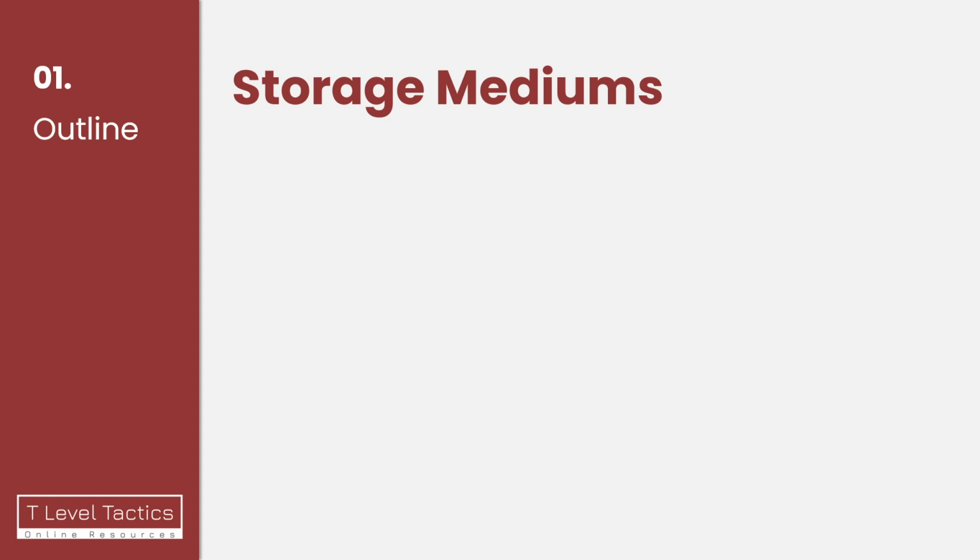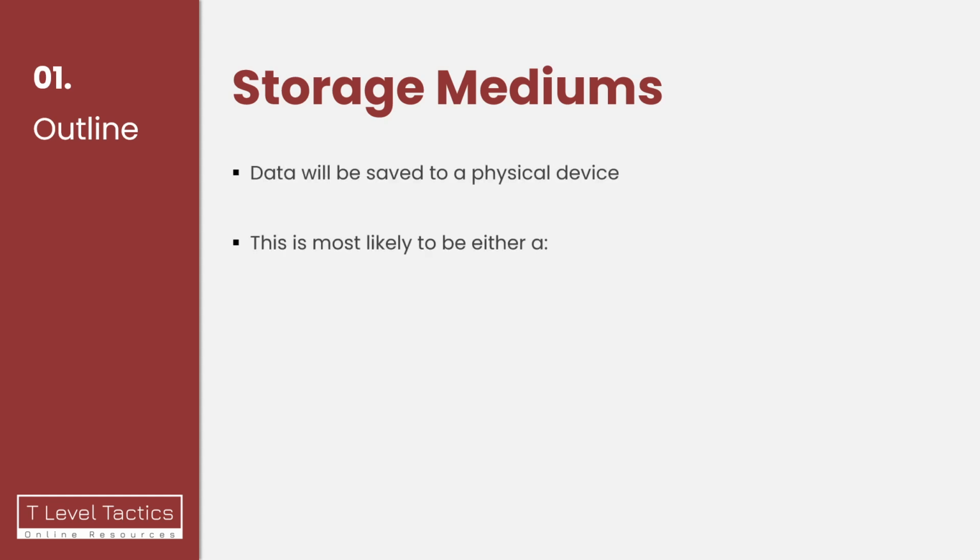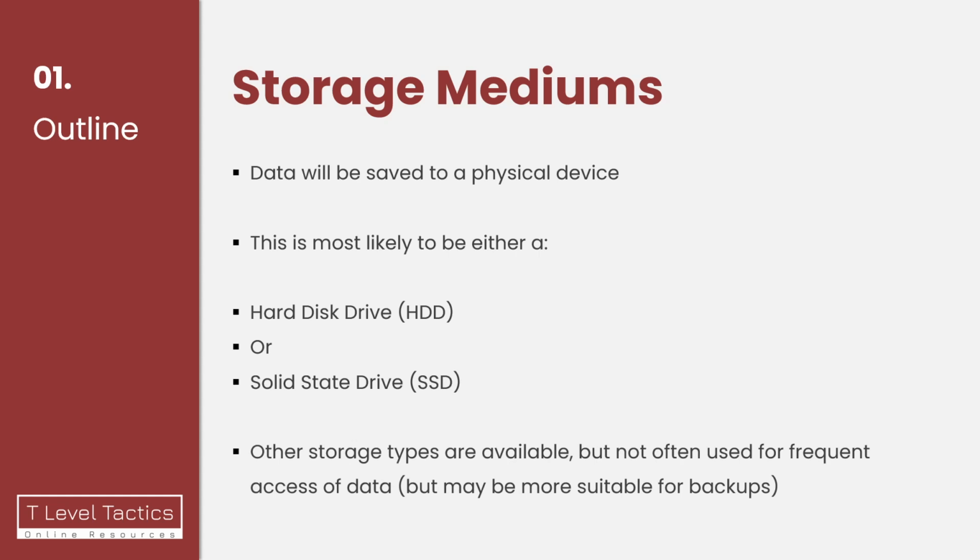All data is going to get saved to a physical device. This is most likely to be either a hard disk drive, or HDD, or a solid state drive, an SSD. Now, other storage types are available, but not often used for frequent access of data. They could be more suitable for backups, though.